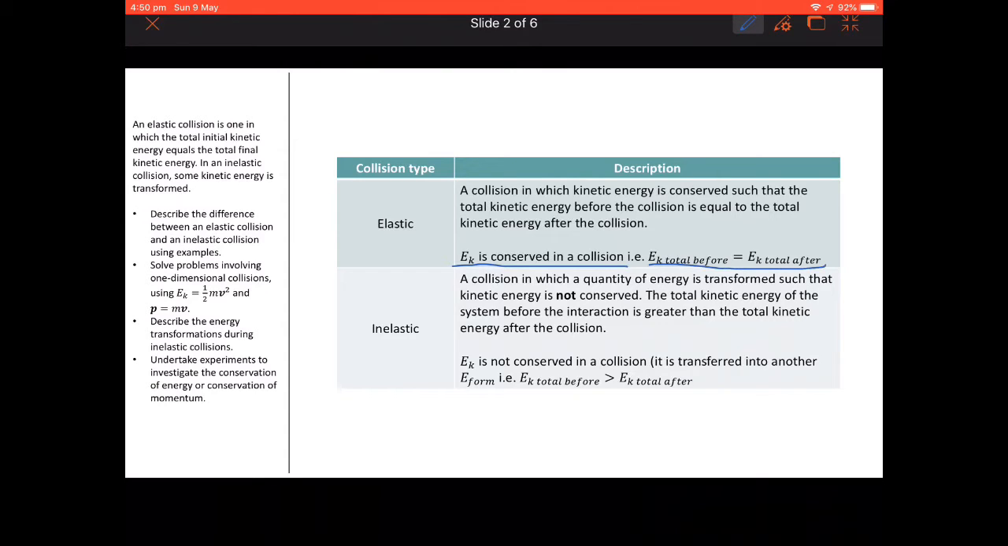If the collision is inelastic, a quantity of energy is transformed and therefore the kinetic energy is not conserved. The total kinetic energy of the system before the interaction is going to be greater than the total kinetic energy after the collision. So, shorthand way, kinetic energy is not conserved in a collision.